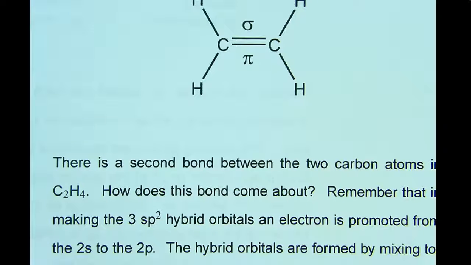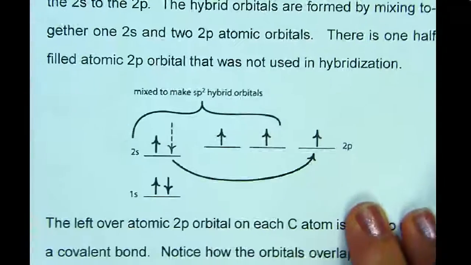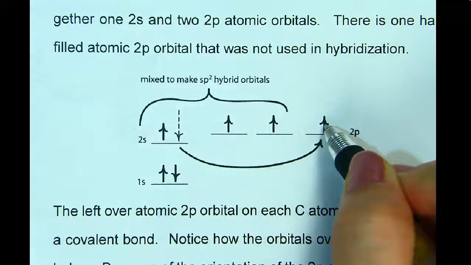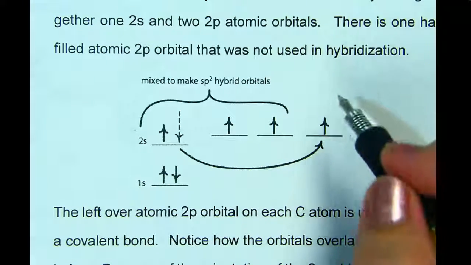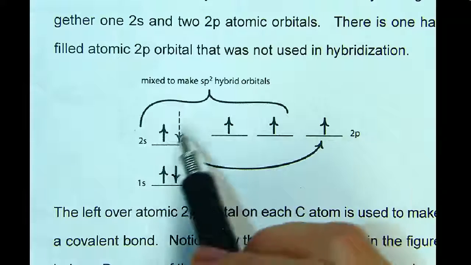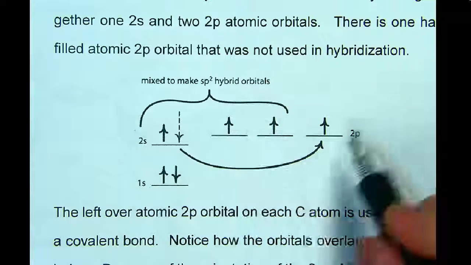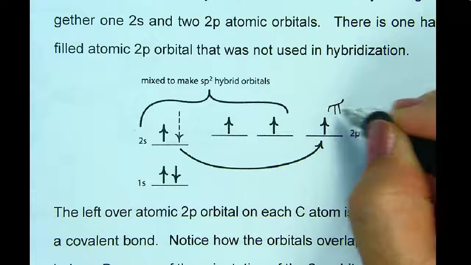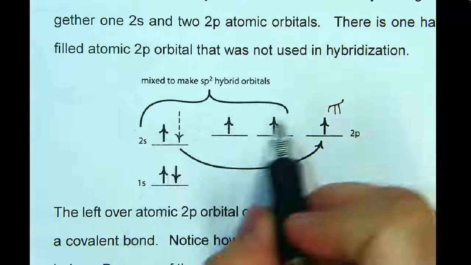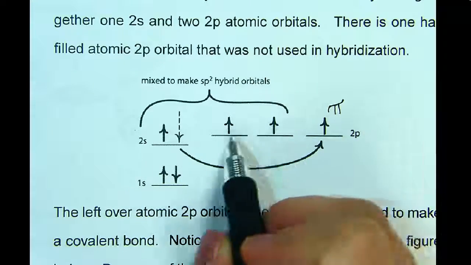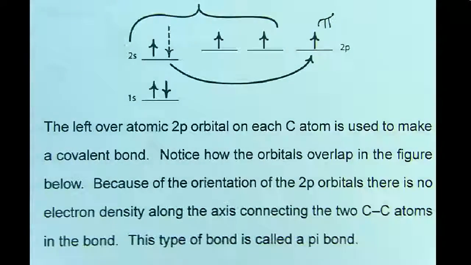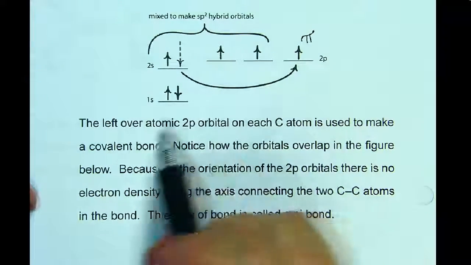There is one half-filled atomic 2p orbital that was not used in hybridization. And so here we promoted this electron up to the p orbital, and so we have now only used the sp2s, but we have one left over right here. This electron is going to be involved in the pi bond, while these 3 electrons are each involved in the sigma bond. The leftover atomic 2p orbital on each carbon atom is used to make a covalent bond.